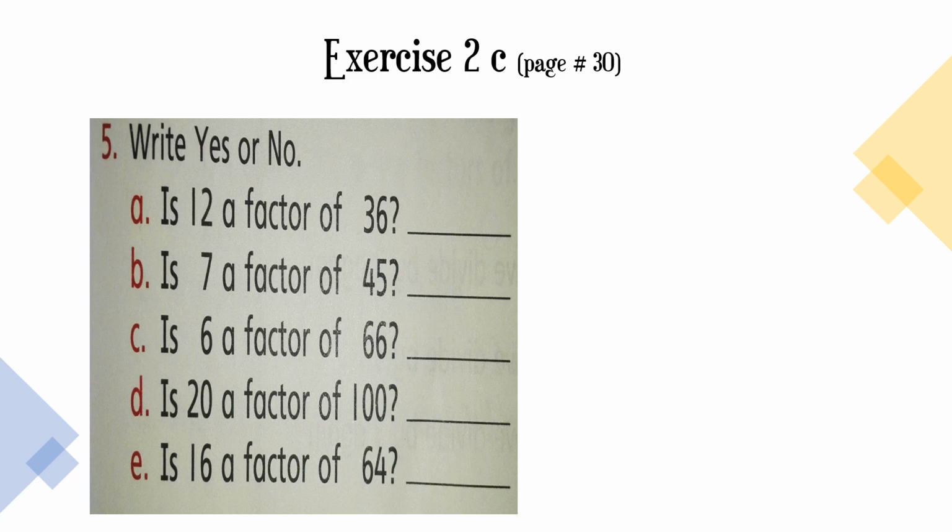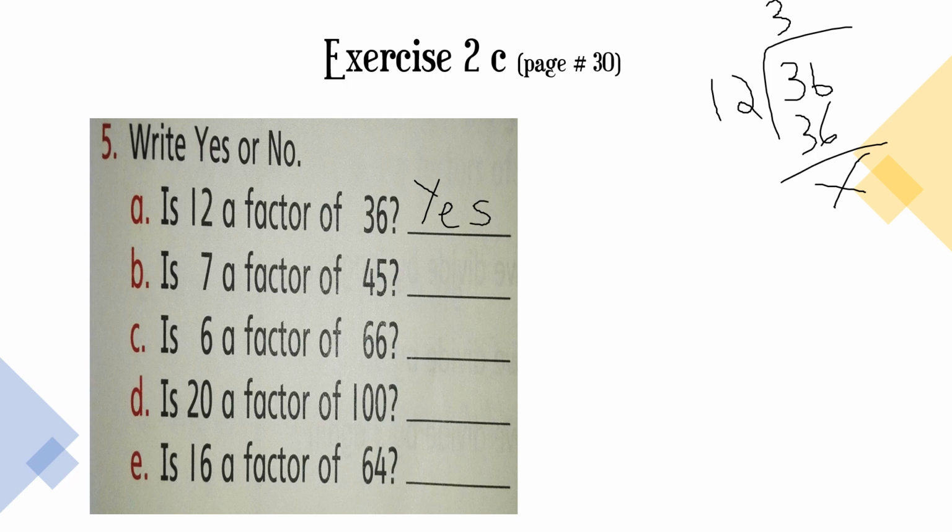Question number 5. Write yes or no. Okay, you have to just tell yes or no. Is 12 a factor of 36? You can see by checking. Yes, if you multiply 12 by 3, we get 36. So 12 can divide 36, leaving 0 remainder. So it means yes, 12 is a factor of 36.